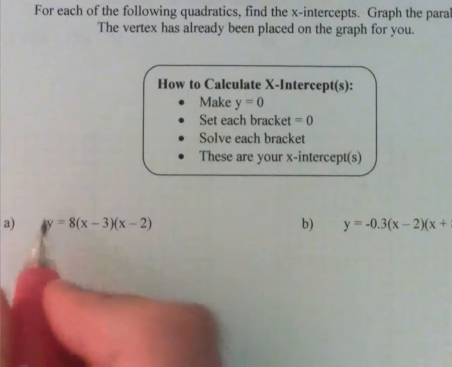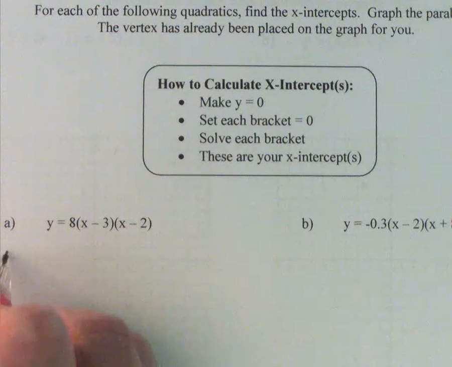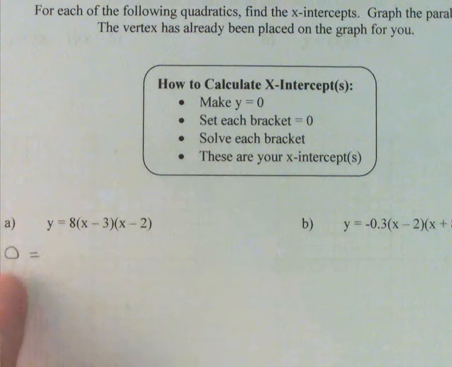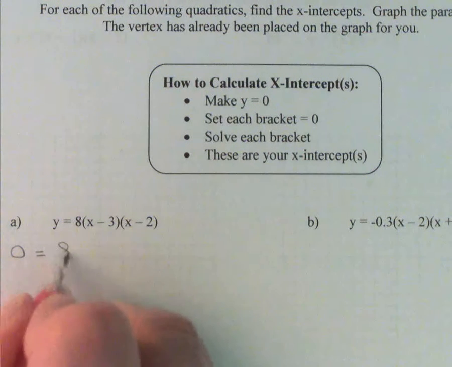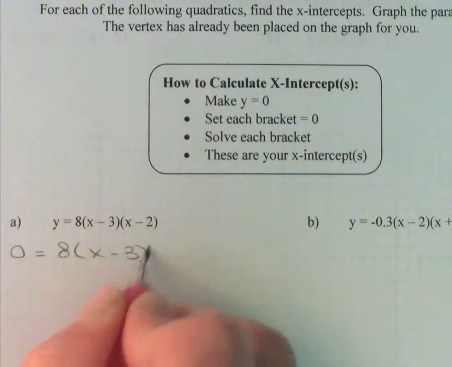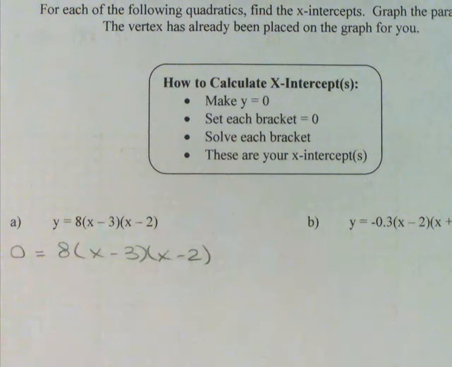So what I want to do is I want to say, well, instead of y equals, I want to find the x-intercept. So to find an x-intercept means that y has to be 0. So I'm going to change y to 0. And then I'm going to write the equation again.